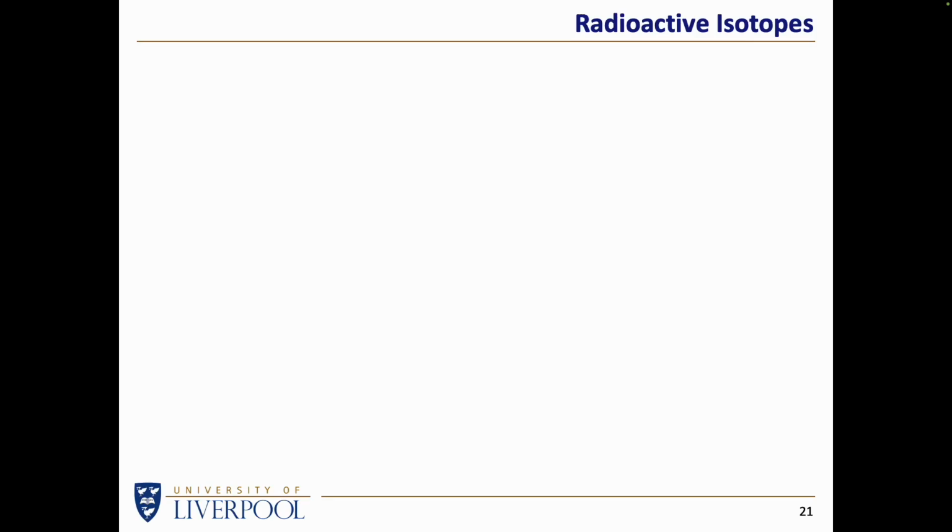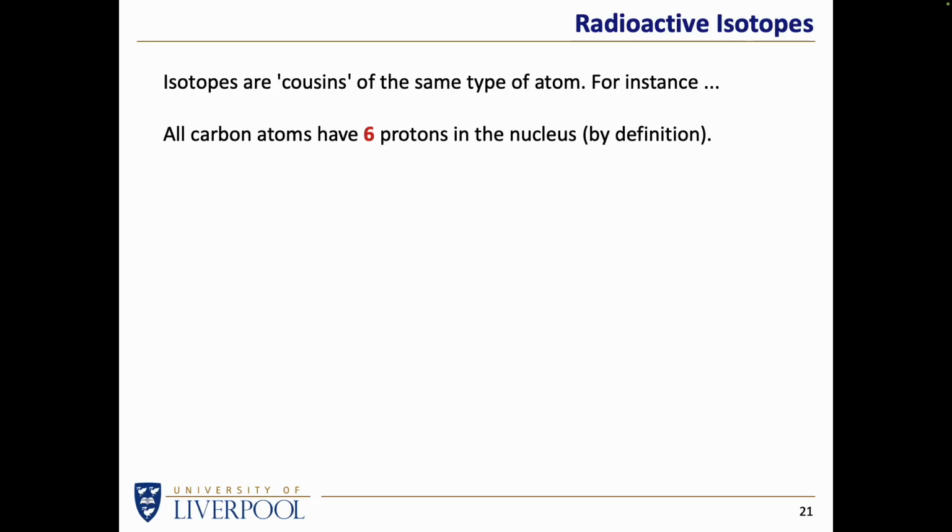Before I move on and talk about cosmics per se, let me just make another couple of definitions. Isotopes are the labels we give to cousins of atoms of the same type. For instance, a carbon atom has 6 protons in the nucleus. That's a matter of definition. If you take any nucleus and it has 6 protons in it, then that is a nucleus of carbon, regardless of what other number of neutrons it has. If it's 6, it's carbon. That's just the label we use for a nucleus with 6 protons.